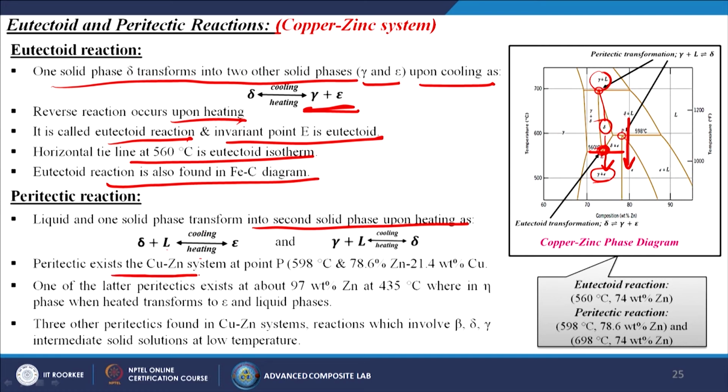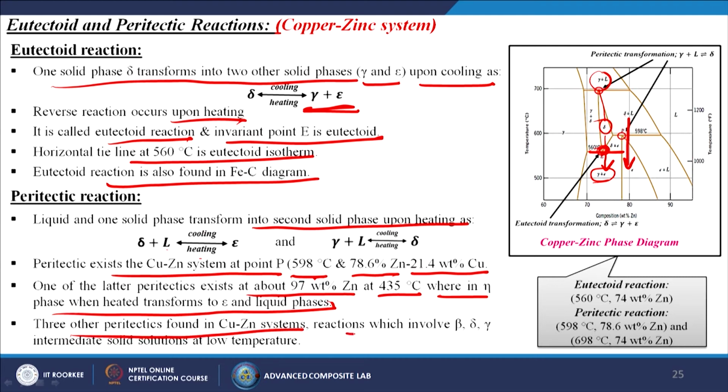A peritectic exists in the copper-zinc system at point P, which is 598 degrees centigrade and 78.6 weight percent zinc, 21.4 weight percent copper. One of the later peritectics exists at about 97 weight percent zinc at 435 degrees centigrade, where the eta phase, when heated, transforms to epsilon and liquid phases. 3 other peritectics are found in copper-zinc systems, with reactions involving beta, delta and gamma intermediate solid solutions at low temperature.